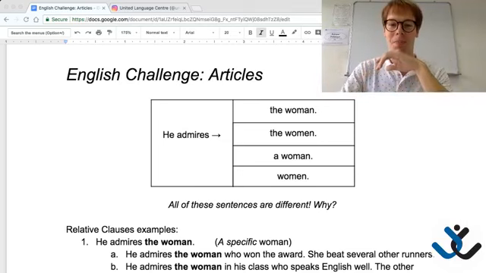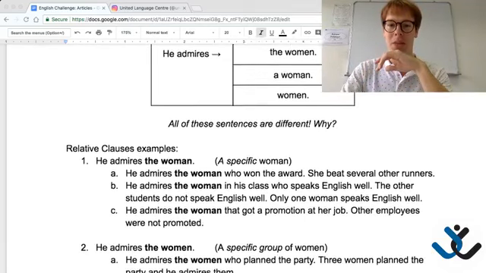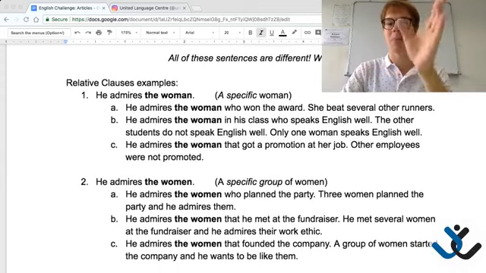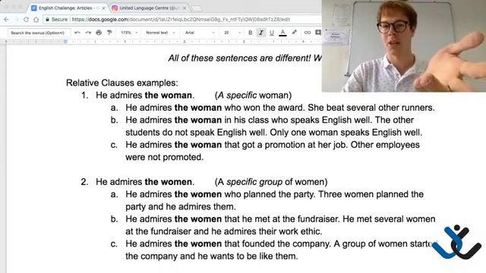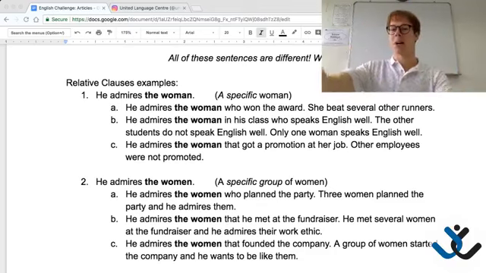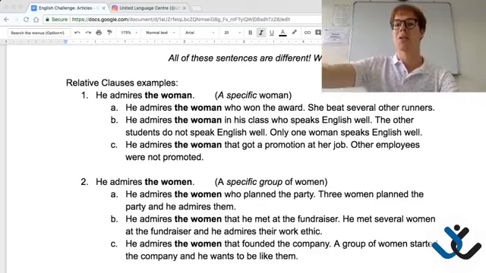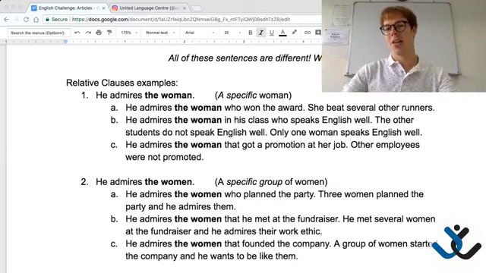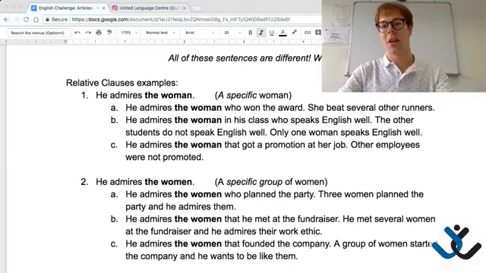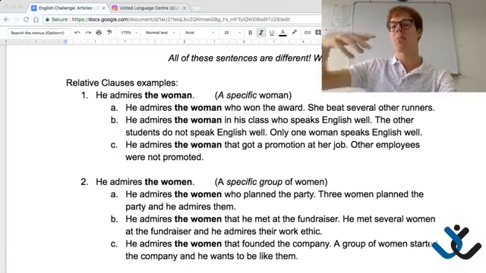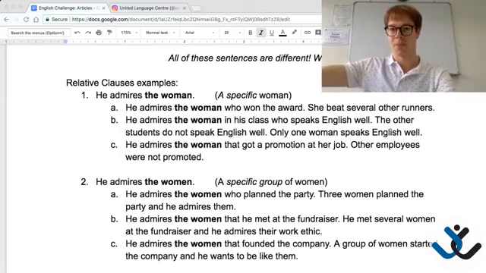So what's different about these four different ways to express this man's admiration of a woman or the woman? Well, if we look at the examples, first I have he admires the woman. Here we're talking about a specific woman that he admires, the woman. Maybe it's the woman who won the award at the event, or won the race. If it's in a race, there's one woman who was the fastest runner. He admires the woman who won the race.